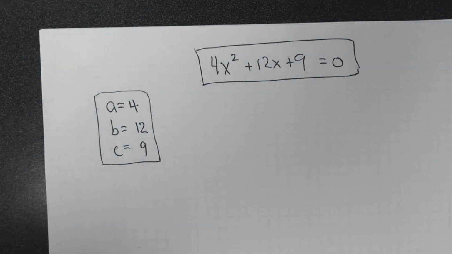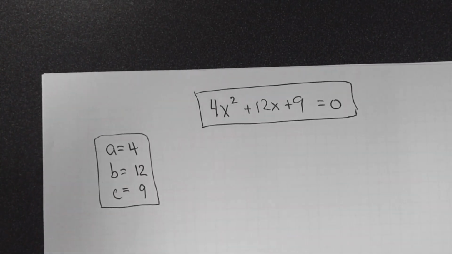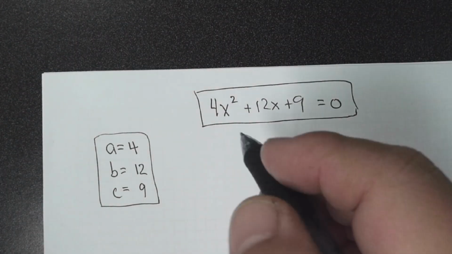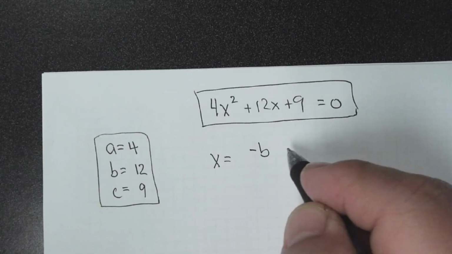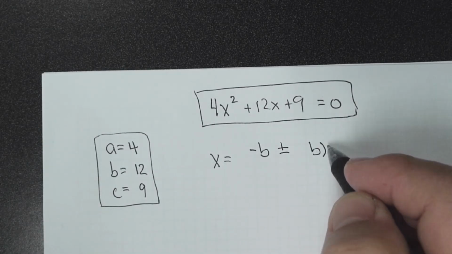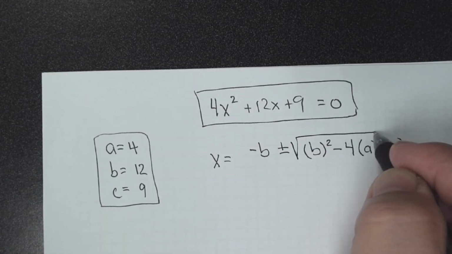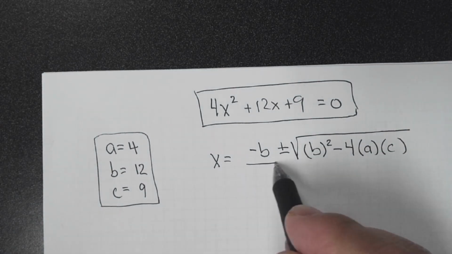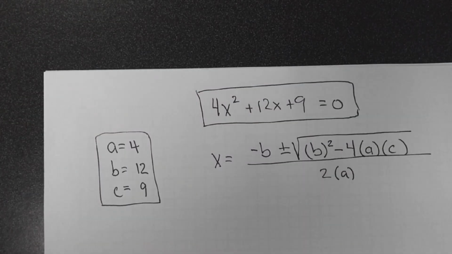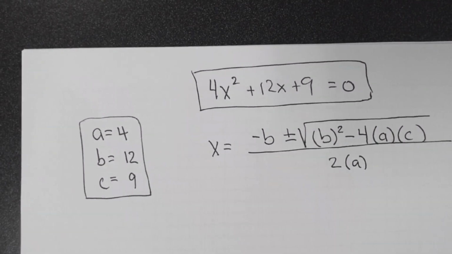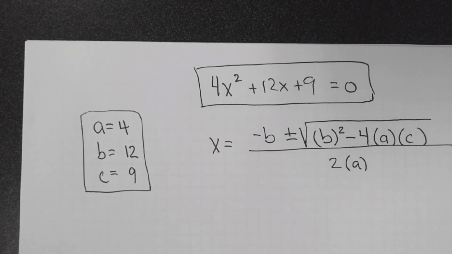So there's my legend. Now that I have my legend ready, I'm going to say, okay, let's use the quadratic formula. The quadratic formula is x equals negative b, always negative b, plus or minus the square root of b squared minus 4 times a times c, and divide the entire thing by 2 times my a. Okay.